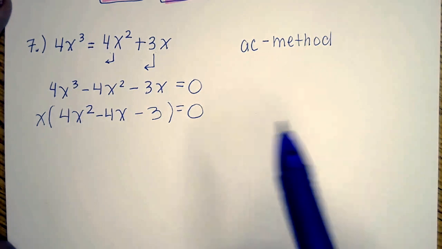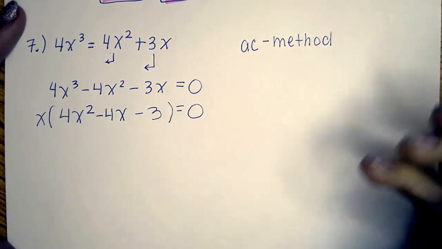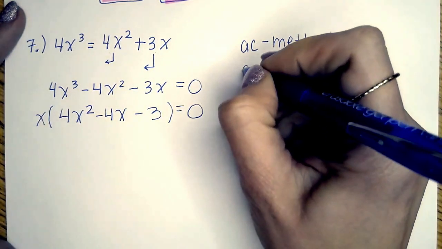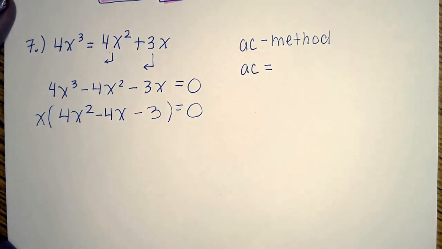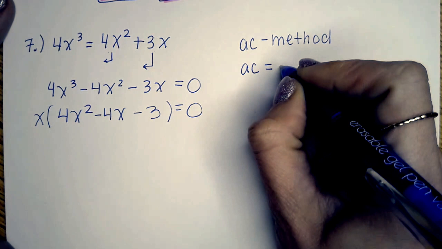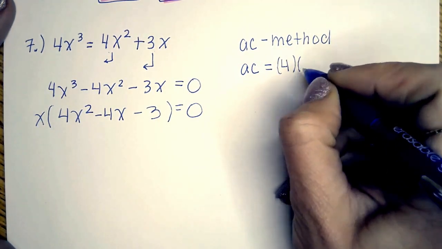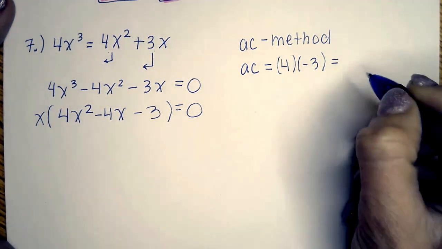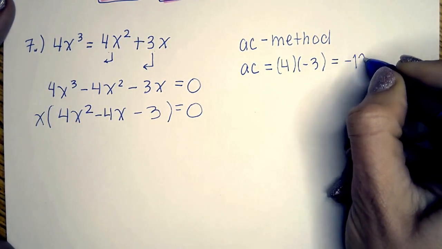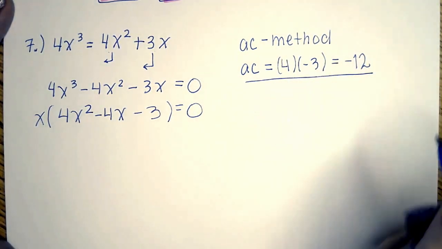All right, so we're going to solve by AC method. AC method obviously means you got to find AC first. What's the A value and what's the C value? A is 4, and C is negative 3. So what do I get when I do 4 times negative 3? Yep, negative 12. Positive times negative is negative 12.